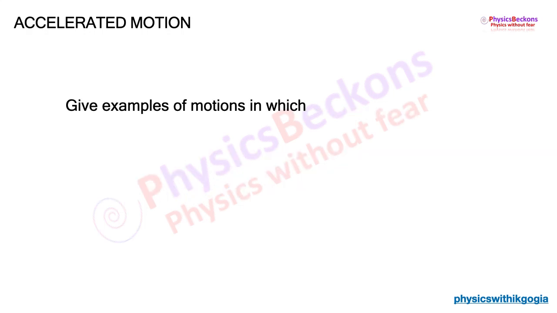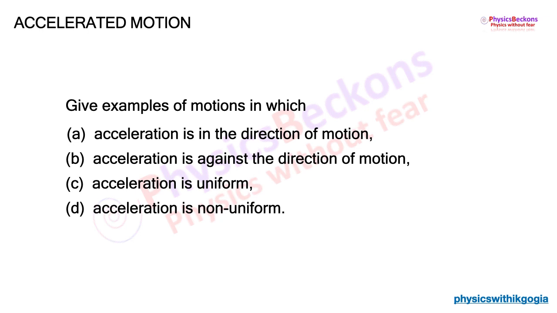Let's now think about the objects and list examples of motions in which the acceleration is in the direction of motion, and acceleration against the direction of motion, that is negative acceleration. The negative acceleration is also known as deceleration. Also list examples of uniform acceleration and examples of non-uniform acceleration. Now here are a few examples which will use the relation between acceleration, initial velocity and final velocity.